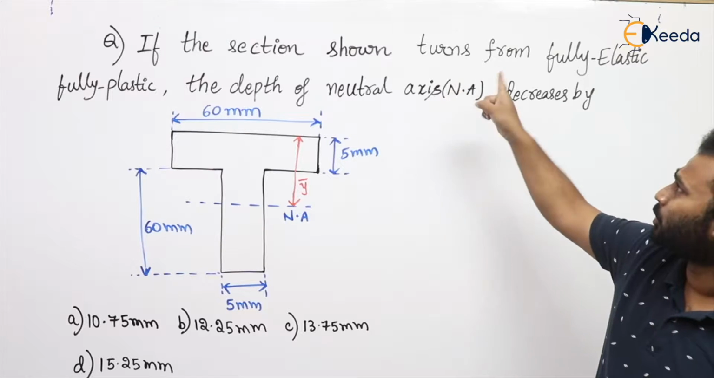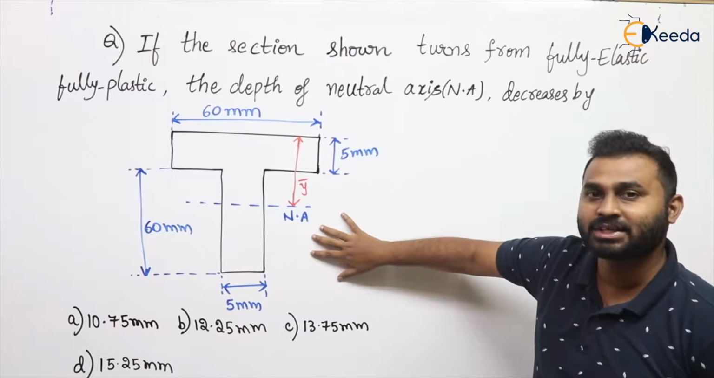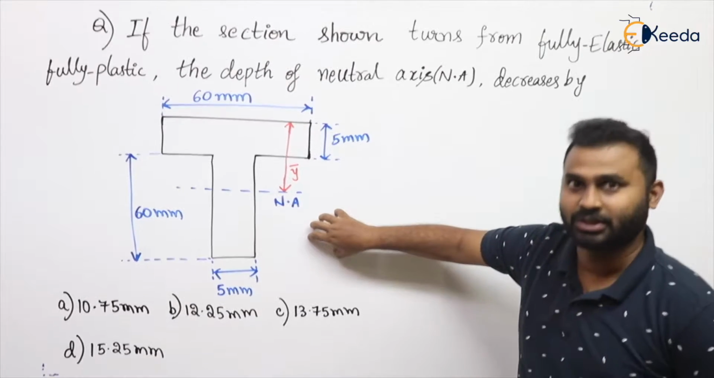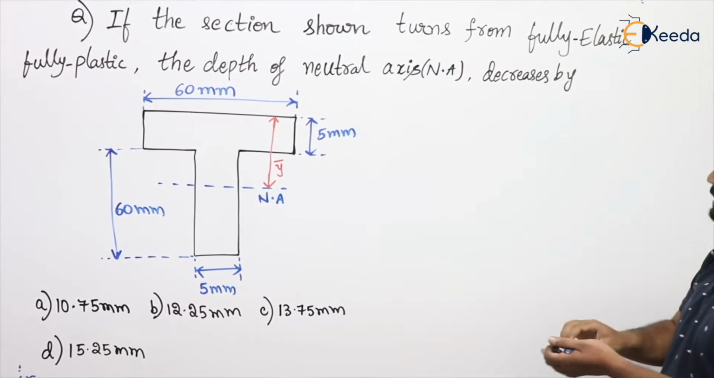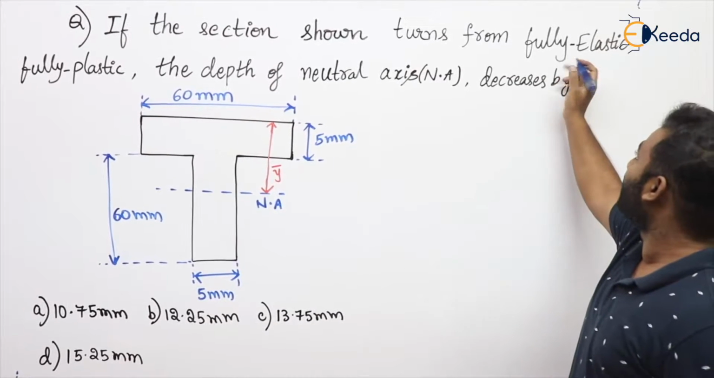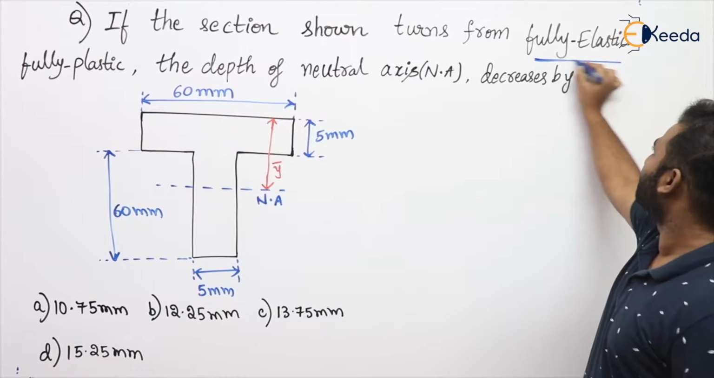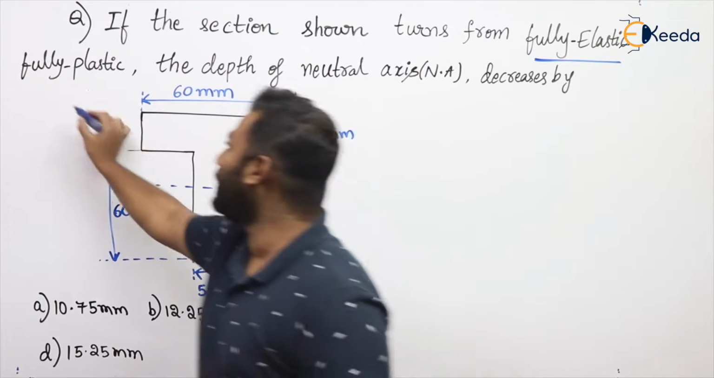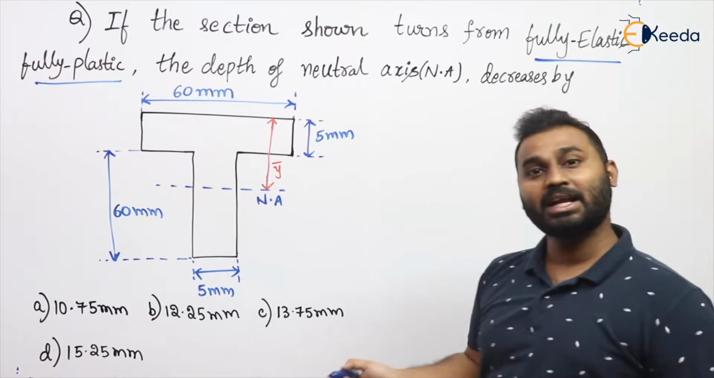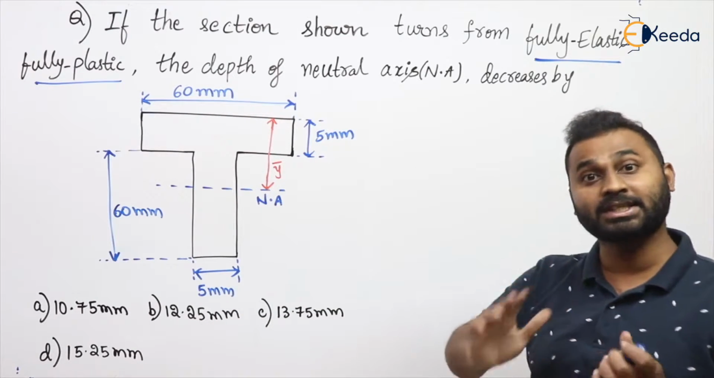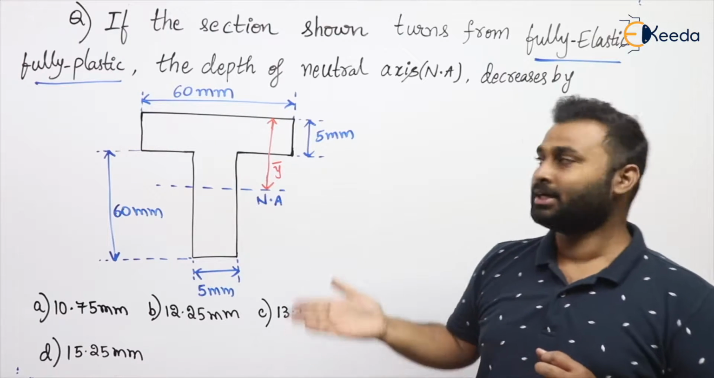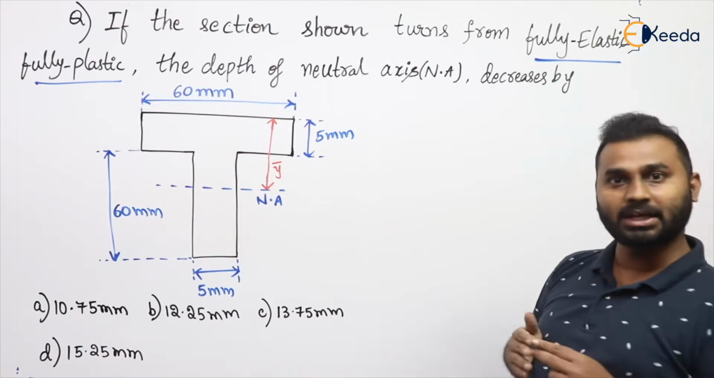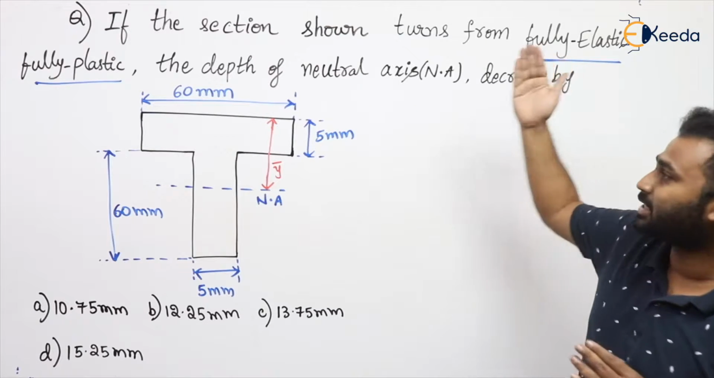If a section is shown, so this is a section. Basically, which section is it? It is a T section. So this section turns from fully elastic to fully plastic. So what is meant by elastic and what is meant by plastic, we have discussed in detail in the conceptual and theoretical part of plastic analysis, right? Or in the beginning of the plastic analysis, we have discussed what is elastic and what is plastic.